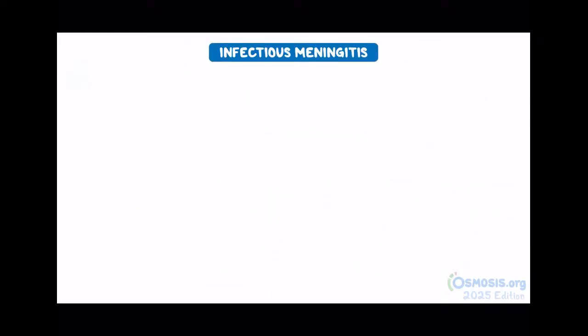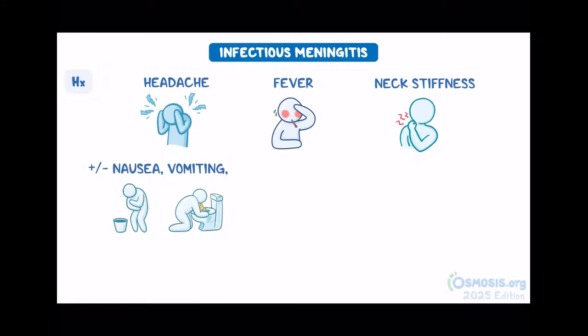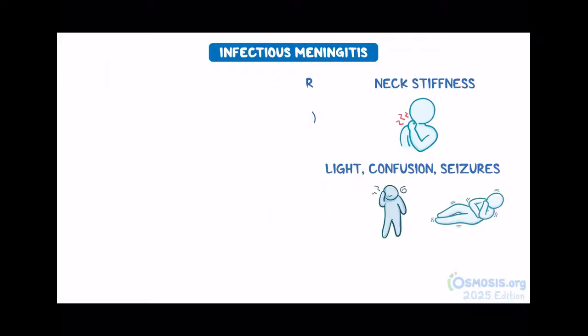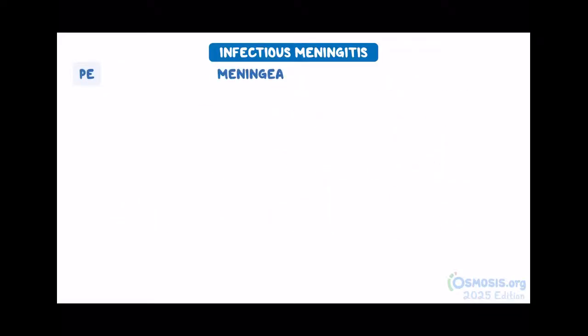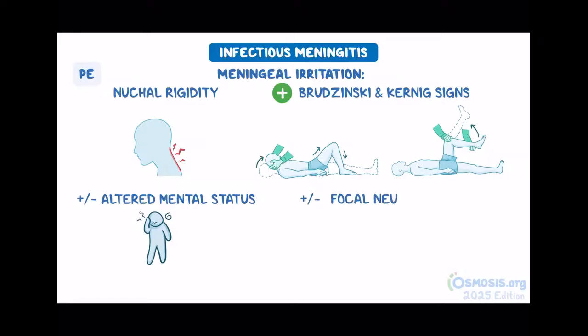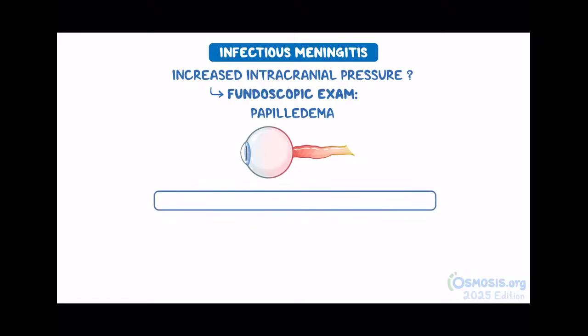Let's move on to infectious meningitis, which is associated with headache, fever, and neck stiffness. History might also reveal nonspecific symptoms like nausea and vomiting, but also sensitivity to light, confusion, and seizures. The physical exam reveals signs of meningeal irritation, including nuchal rigidity and positive Brudzinski and Koenig signs. Next, you might find altered mental status or focal neurologic deficits. Depending on whether there is increased intracranial pressure or not, the fundoscopic exam might show papilledema. With these findings, consider infectious meningitis.